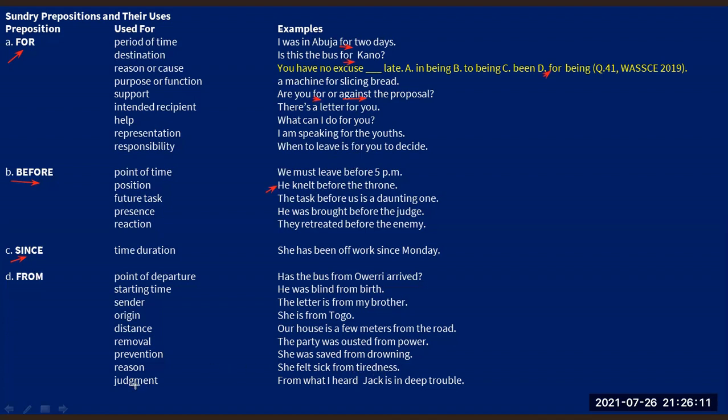All right, then judgment is another use of the preposition from. For example, from what I heard, Jack is in deep trouble. You are arriving at this conclusion, you are reaching this conclusion, and so you say from what I heard. That is judging, basing my judgment on what I heard. From what I heard, Jack is in deep trouble.